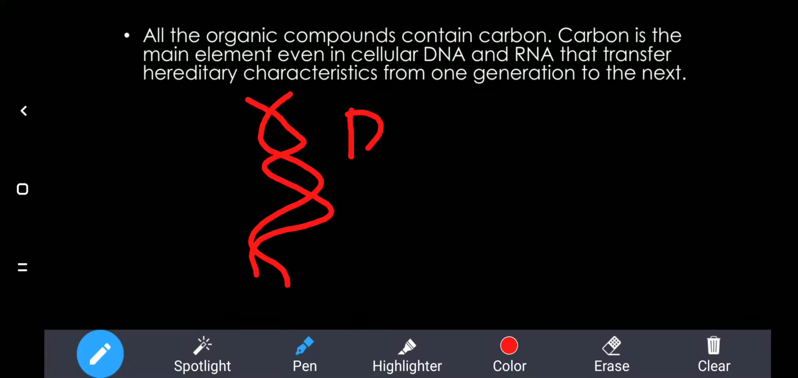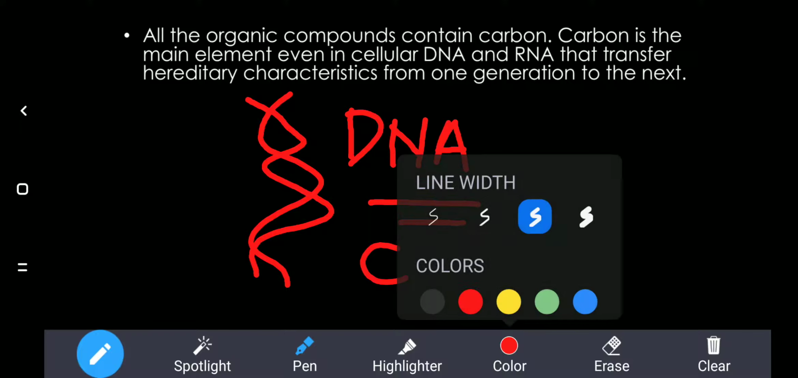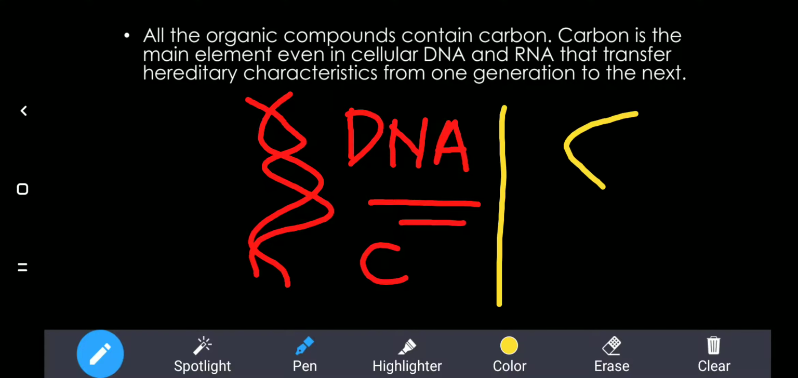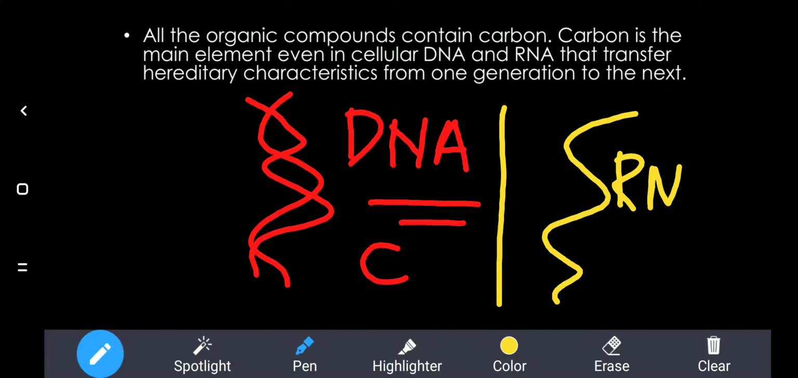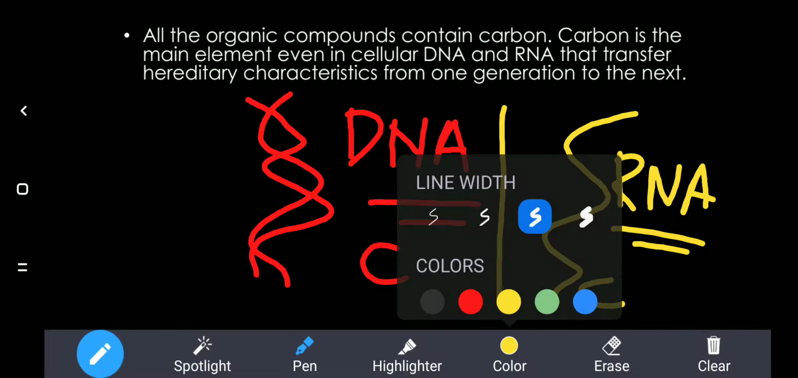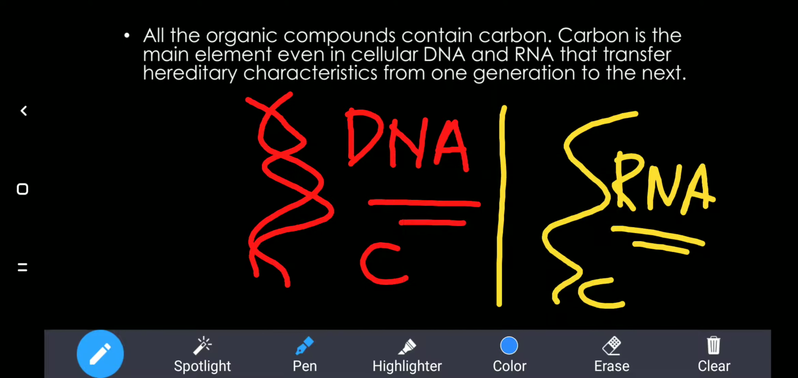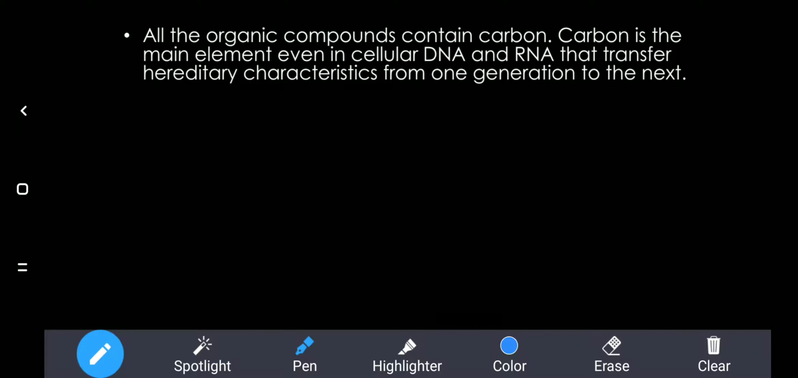Okay, DNA has got all the information present in it, and it is made up of carbon. Another thing is, if I take an RNA from a human body, this RNA, whose full form is ribonucleic acid, is again made up of carbon. And what are these DNA and RNA used for? They transfer hereditary characteristics from one generation to the next.